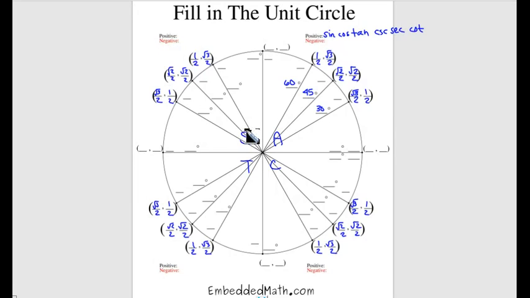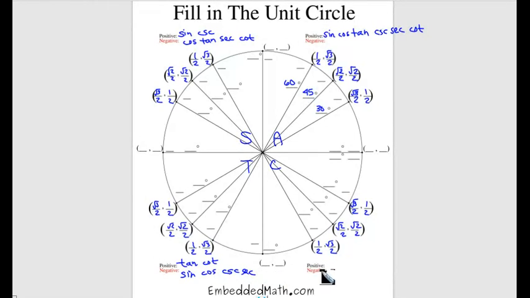In this region, quadrant 2, only sine and its inverse, cosecant, are positive, which means everything else falls to the second line. So cosine, tangent, secant, and cotangent are all on the second line. They're all negative. And then down here, only tangent and cotangent are positive, which means everything else is negative. Sine, cosine, cosecant, and secant.